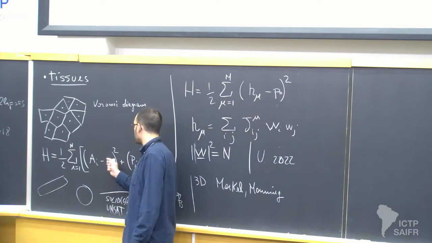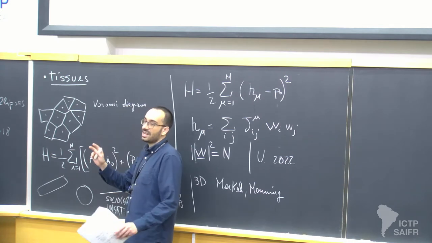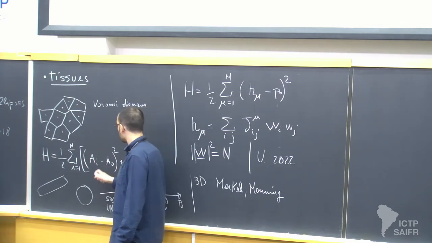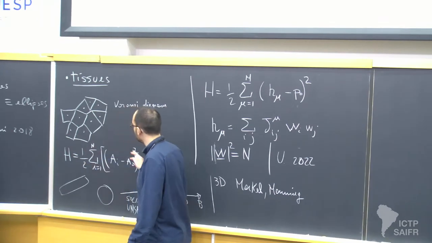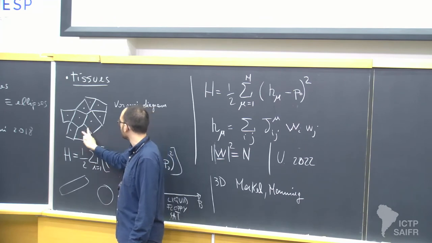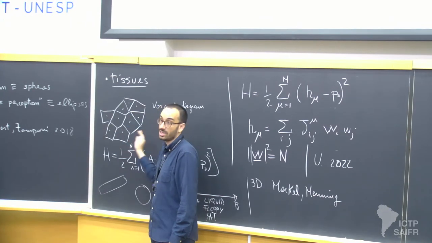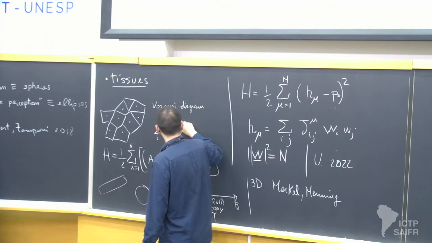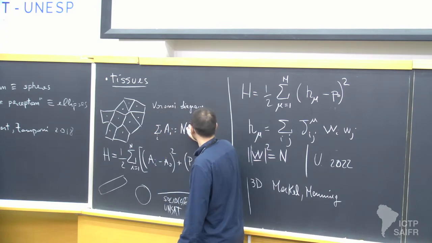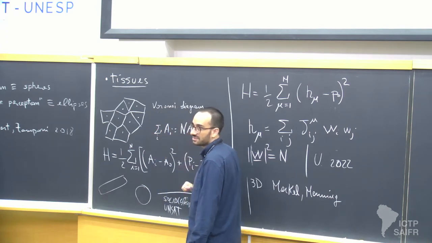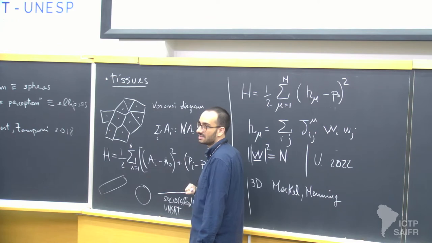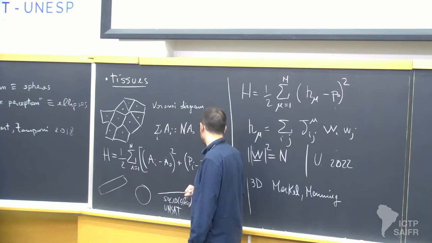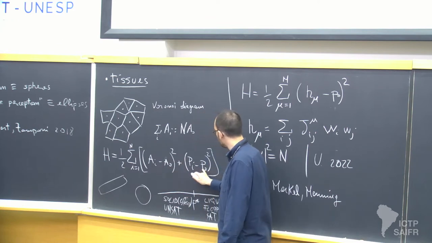So what you can do is show that this A0 actually is irrelevant here. Irrelevant in the sense that this model is defined in such a way that your cells tessellate the plane. And since they tessellate the plane, you know that the sum over i of A_i must be equal to N times A0. Well, but you could have polydispersity, right? You could say each cell wants to have a different target. So I would put polydispersity in P0.